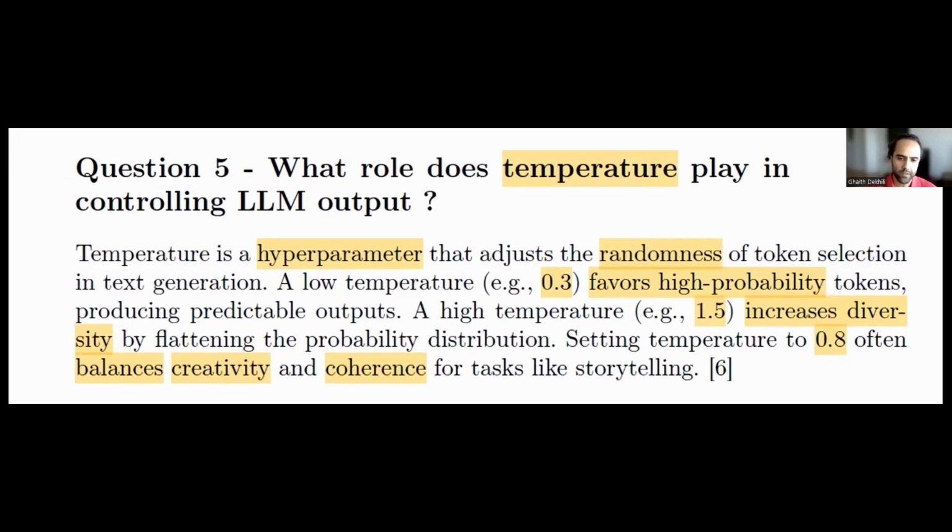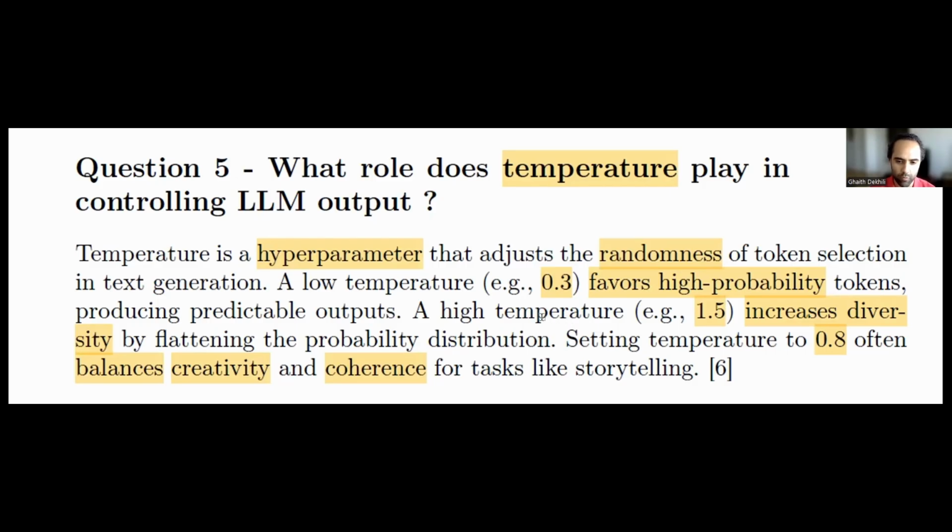The next question is about temperature in LLMs. So temperature is actually a hyperparameter that adjusts randomness in the output generated by the LLM, more specifically in the choice of the words that will appear in the output. Values are generally between 0 and 2.